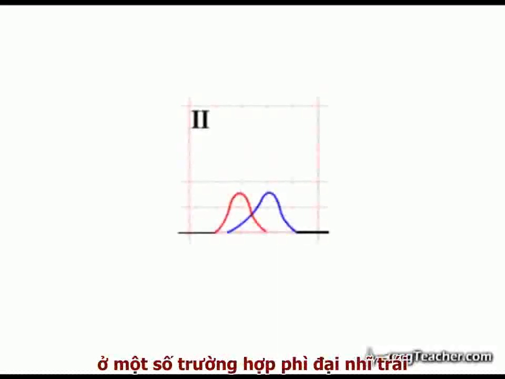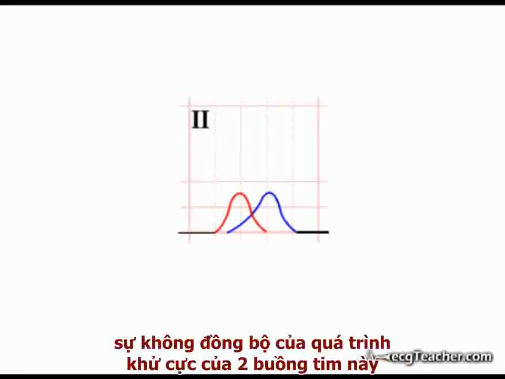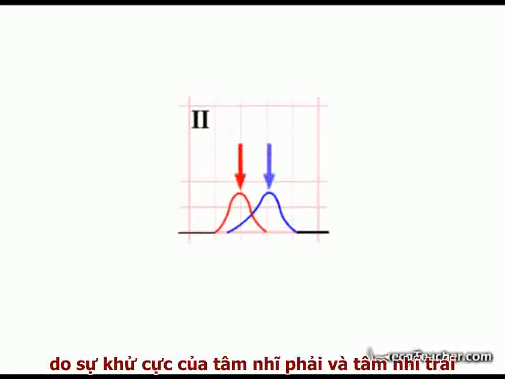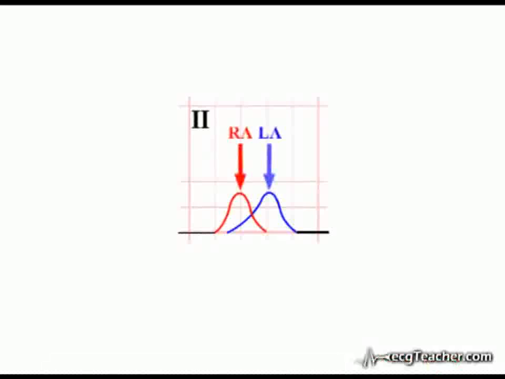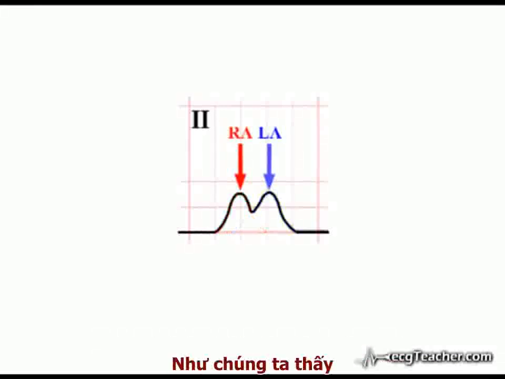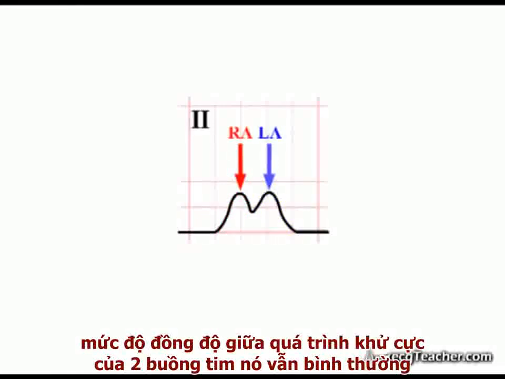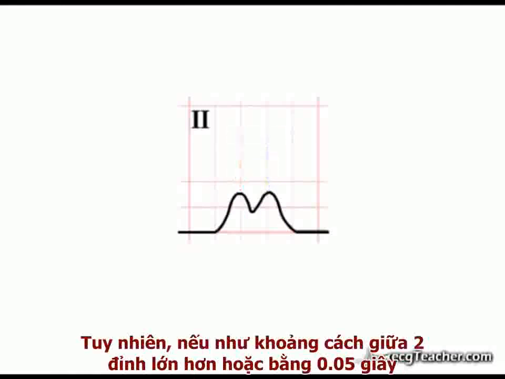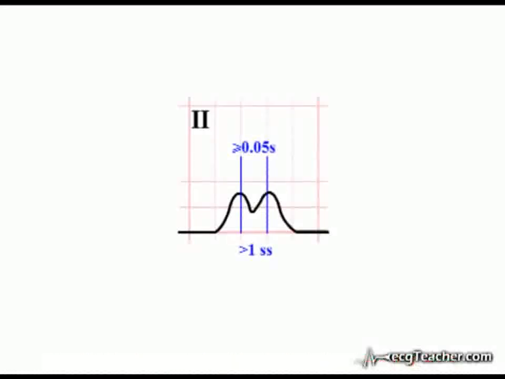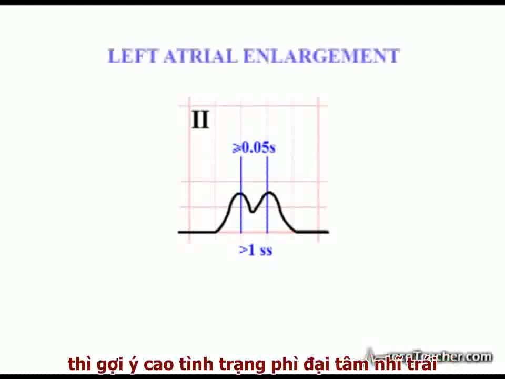In addition, in some cases of left atrial enlargement, increased asynchrony in the depolarization of the chambers may result in two readily identifiable separate peaks in the P wave due to right and left atrial depolarization. This notched morphology in P waves is commonly seen in normal ECGs. As we've seen, a degree of asynchrony between the two chambers is quite normal. However, if the separation between the two peaks is equal to or greater than 0.05 seconds in duration, that is, one small square or more separation between the peaks, this is highly suggestive of left atrial enlargement.